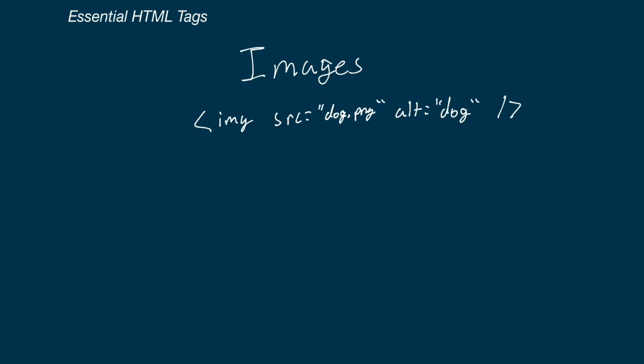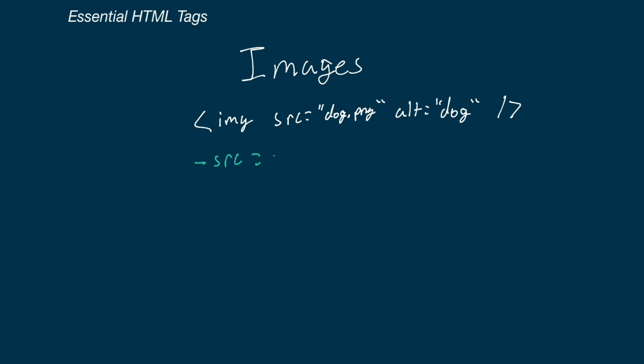Next, let's talk about images. Images use the img tag and are used to display an image on the page. This image will have two attributes, the source and the alternative text. So source uses src, and this is the path to that image. This can be a relative or absolute path.